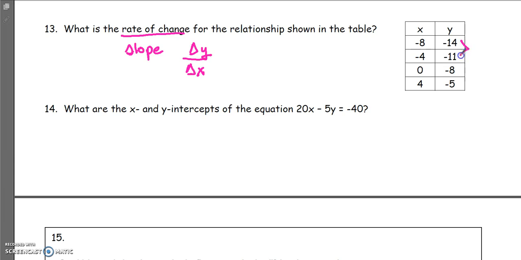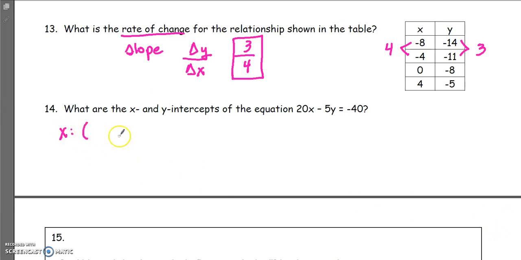So if I just look at what the change in my y is, I went from negative 14 to negative 11, which is a positive 3. And then my change in my x, from negative 8 to negative 4, that means I went up by 4. So my rate of change, or my slope, is going to be 3 over 4. Number 14 says, what are the x and the y intercepts of the equation?